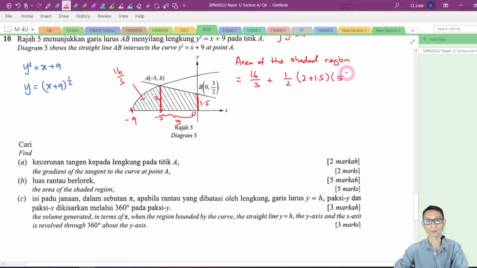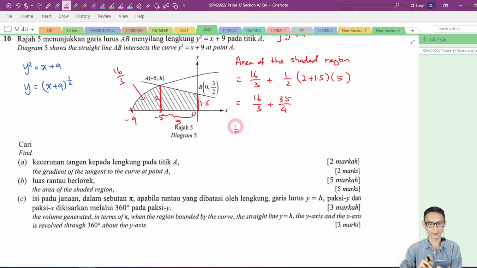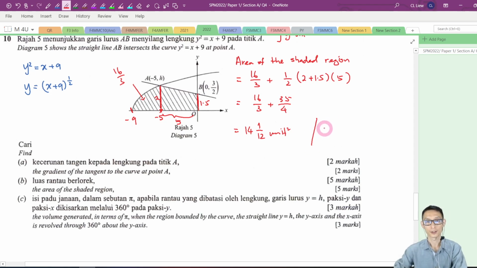This will be 5. Okay, just press your calculator. This is 35 over 4. Okay, so 16 over 3 plus 35 over 4, you will get 14 and 1 over 12 square unit. If you want to change it to decimal, it is equal to 14.08. We just round it off to 2 decimal places. Okay, this is the answer for part B.